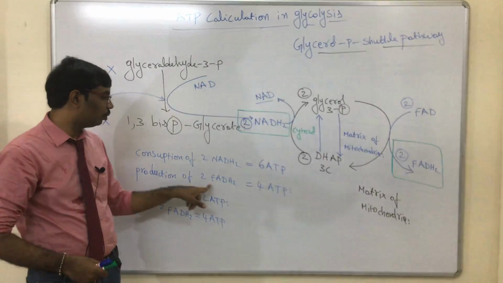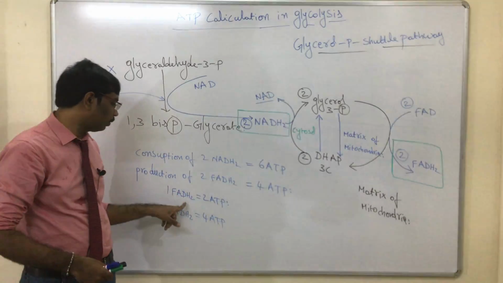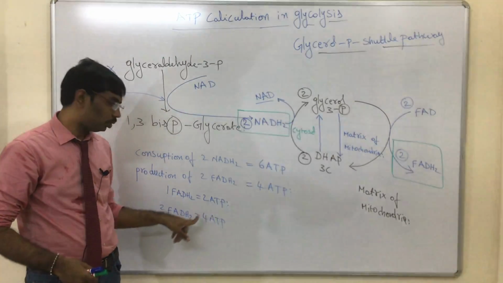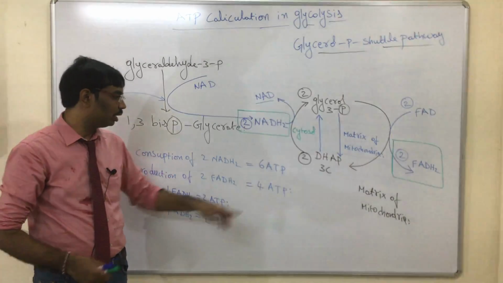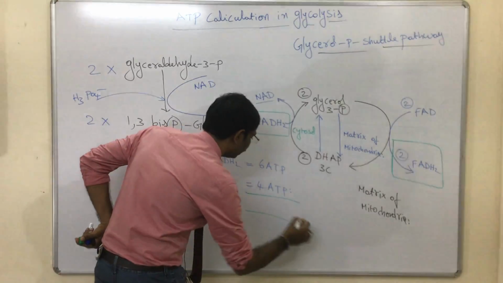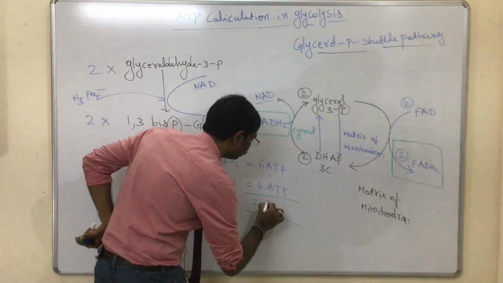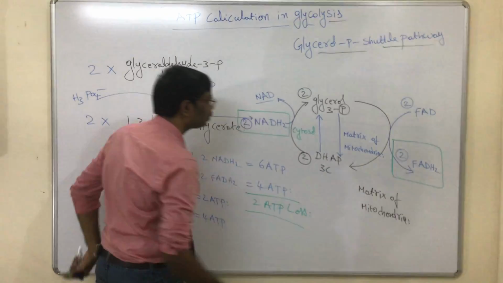Again, production of 2 FADH2. 1 FADH2 means 2 ATP, so 2 FADH2 means 4 ATPs. So 6 minus 4 ATP means how much? That is 2 ATP. 2 ATP are lost because of this pathway.